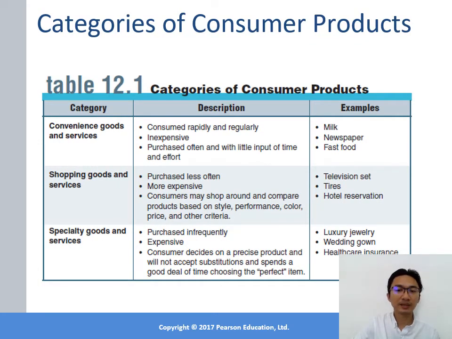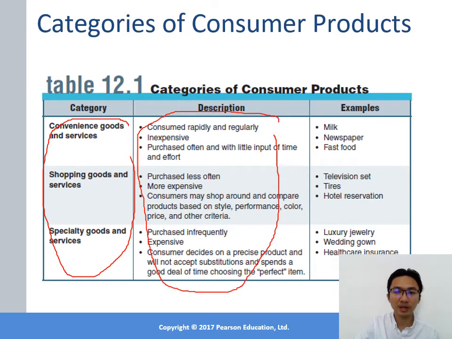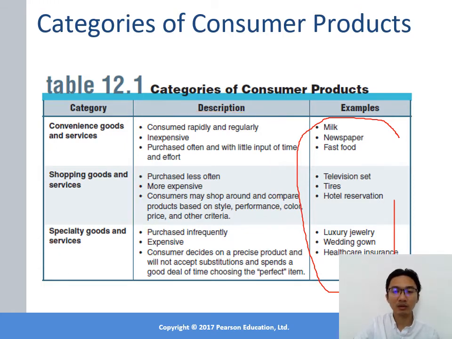So this is the examples of categories of consumer goods. You can see the categories here. You can also see the description, which I have summarized, and also the examples here. You can take your time later on. You can pause this and then maybe take 1 minute to read it quickly.